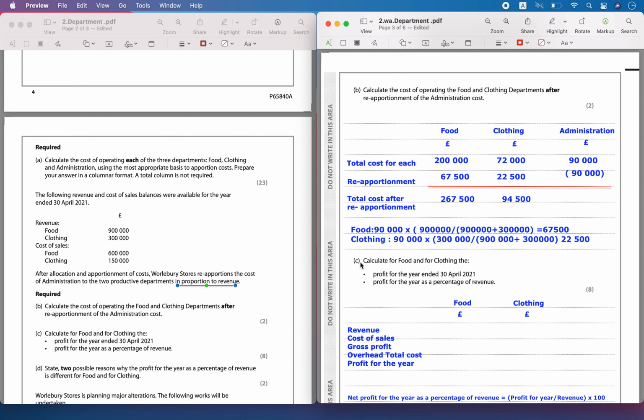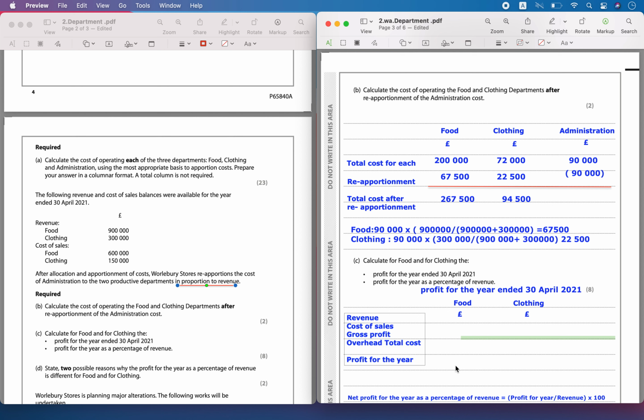Now the next is part C. Calculate the food and clothing profit for the year ended 30th April 2021. We are supposed to calculate the profit for these departments. The profit is going to be revenue minus cost of sales, which gets us gross profit. Gross profit minus the overhead costs which we had calculated gets us the profit for the year.